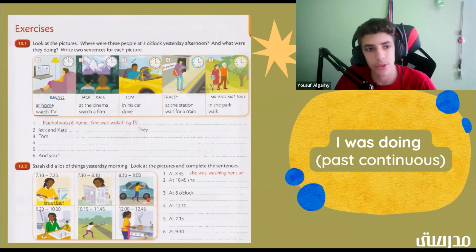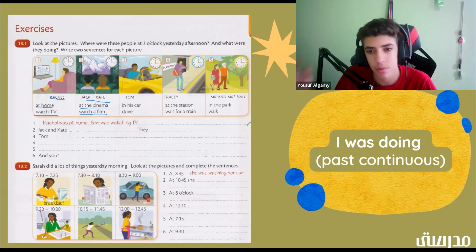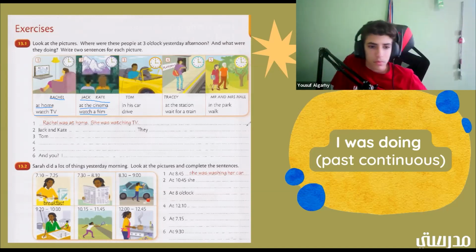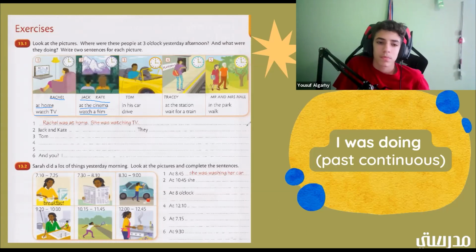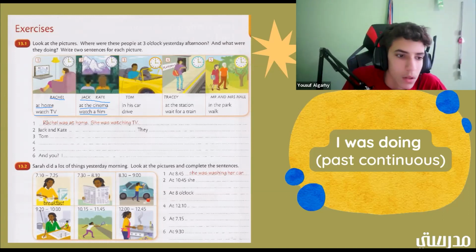So number 2, we're going to do. So we have Jack and Kate at the cinema, watch a film. So Jack and Kate blank, they blank. What could we put here? They were watching a film at the cinema. All right, good job. Or we can put Jack and Kate were at the cinema. They were watching a film. You're right either way, but we can do either one of those.